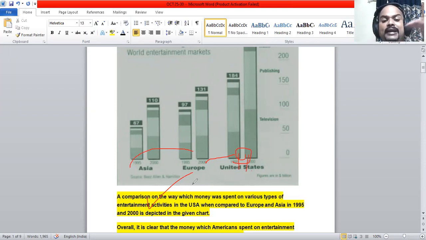The way which money was spent on various types of entertainment activities in the USA.